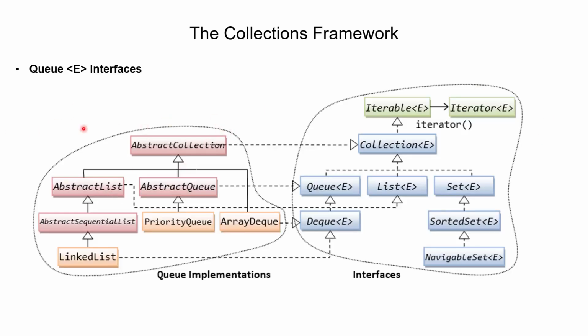We can see something, again, similar for the queue interfaces. So we can see the interfaces here. The queue and dequeue are the implementation here from abstract queue to abstract list. We can see dequeue and array deque, priority queue again, and linked list and its relationship to the deque interface.